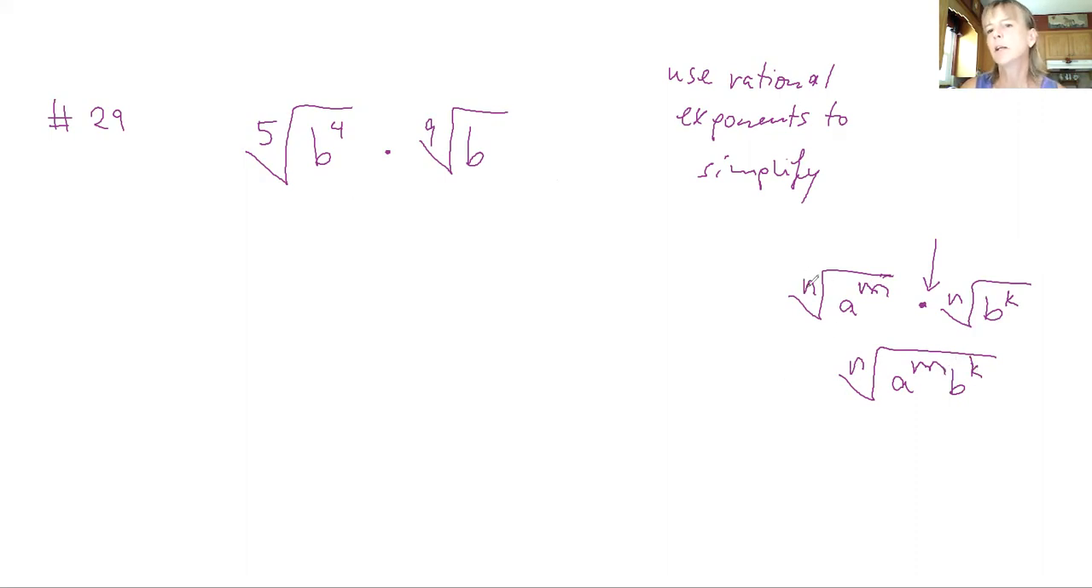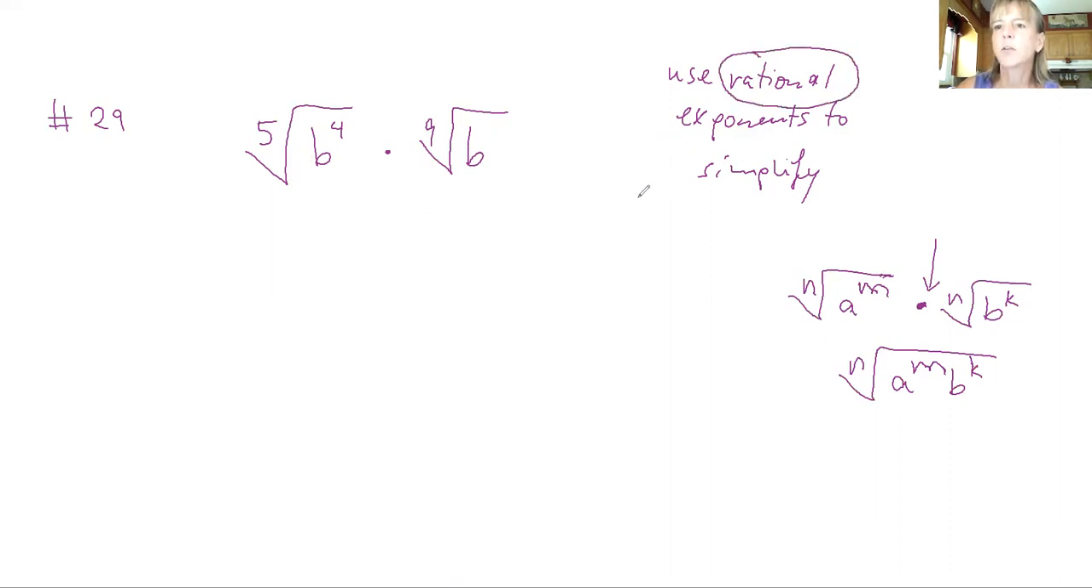But if the index matches, and you're multiplying, you have to be multiplying. You can't be doing this when you're adding. But if the index is the same, you can go under. Well, you can't do anything to this, technically, at this point. So they're telling you to use rational exponents, and that's your key.